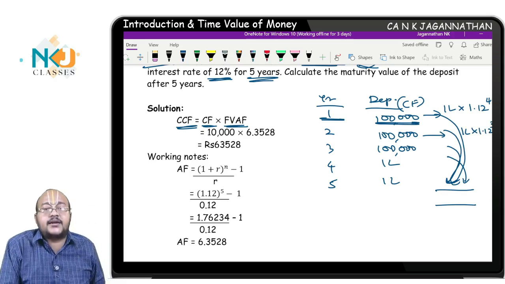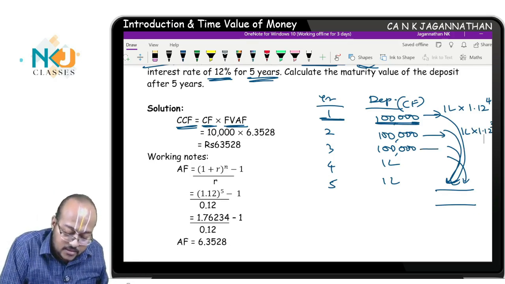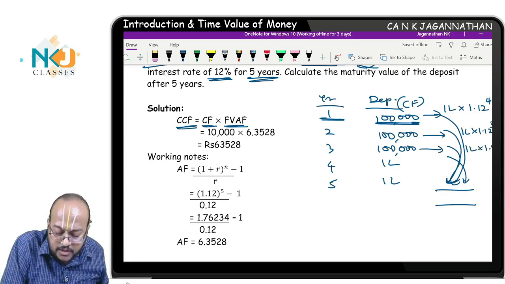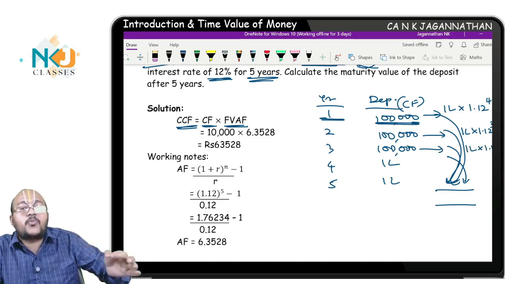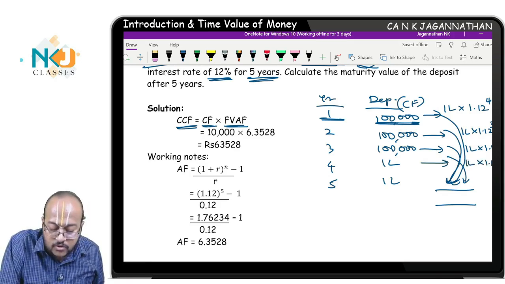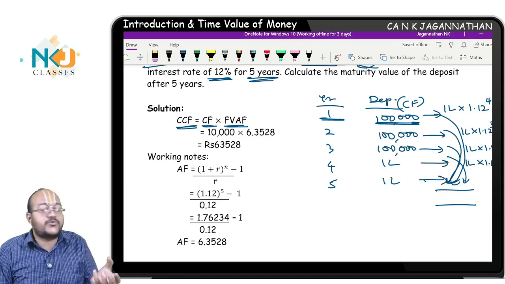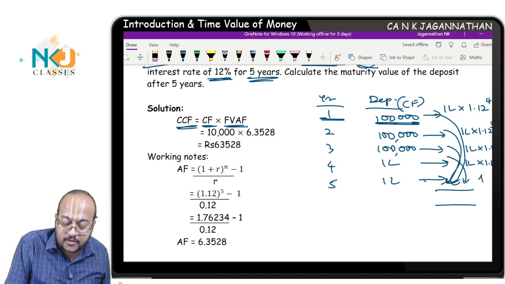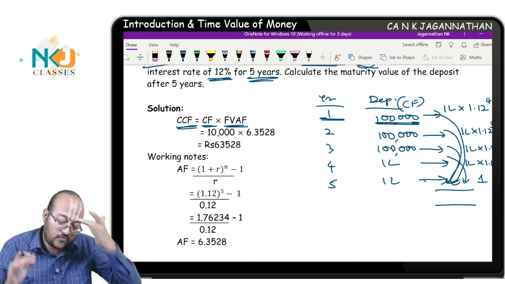In the second year end, after 2 years, you can only deposit for 3 years. Agreed? So next, the third year cash flow is 1 lakh into 1.12 raised to the power 2. Because the cash flow is received at the end of year 3, you can deposit for 2 more years. Next, 1 lakh rupees, again you will deposit for 1 year only. Correct? Last year, at the end of year 5 you are receiving, you cannot deposit. The factor will be 1, which means it is as good as receiving 1 lakh. Future value is also 1 lakh.